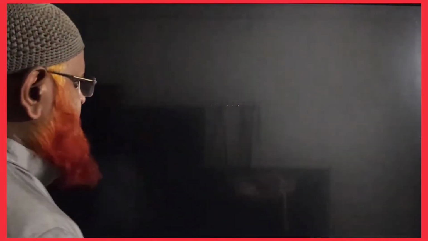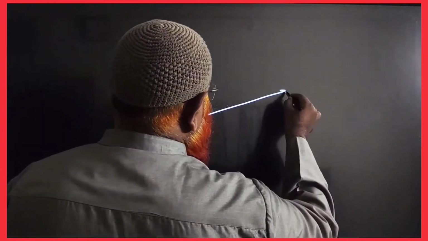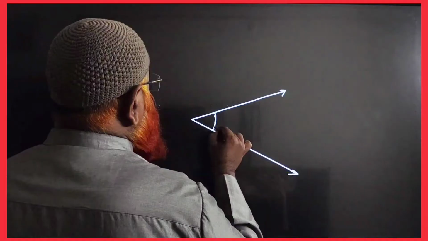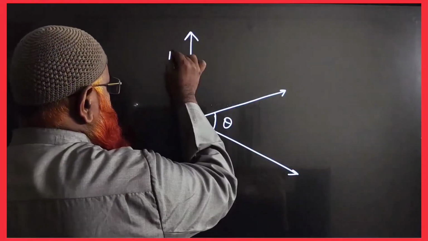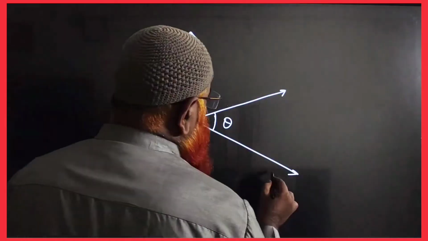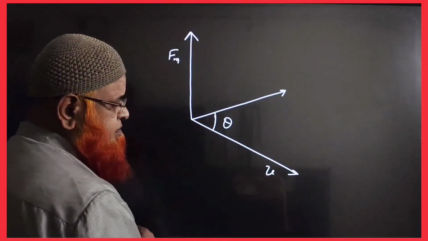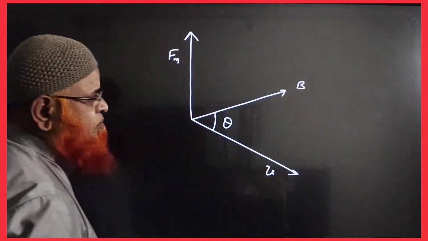Okay, so today we shall discuss moving charges and magnetism. In this topic, the first thing we have to understand is a vector form. Let us take one vector and another vector, and the angle between the two vectors is theta. This is going to be the force due to the magnetic field. Here this vector is taken as velocity, and this vector is taken as magnetic field.